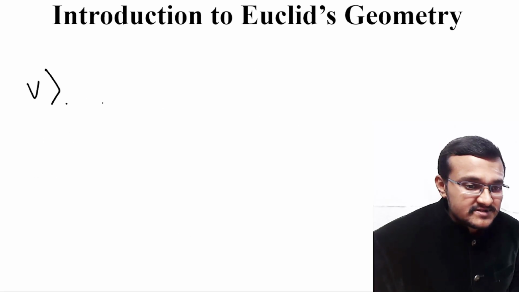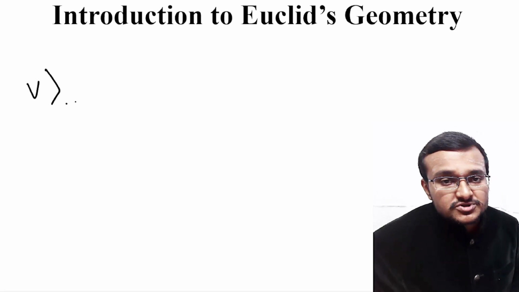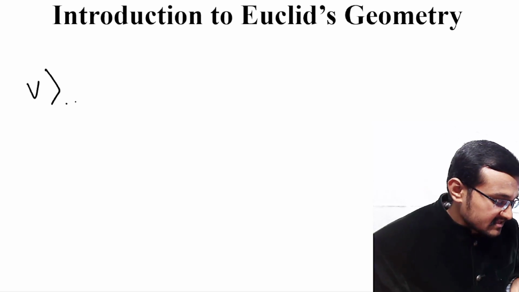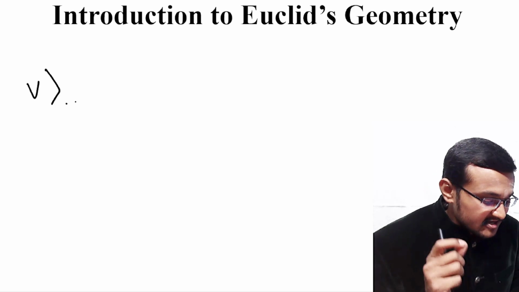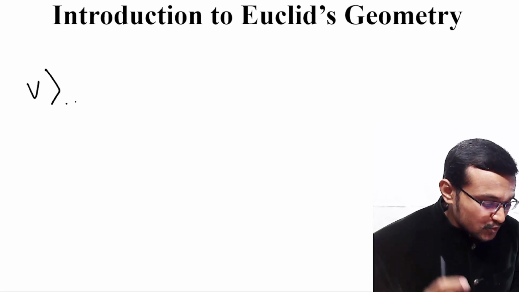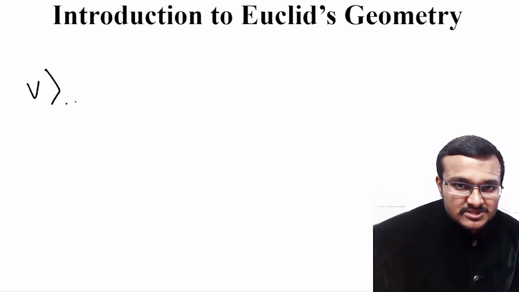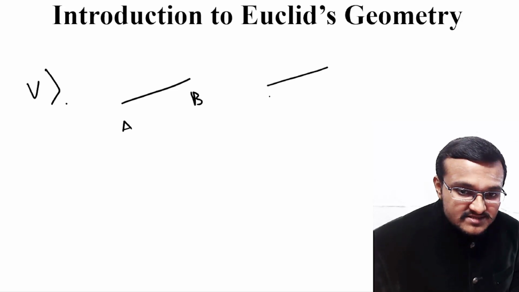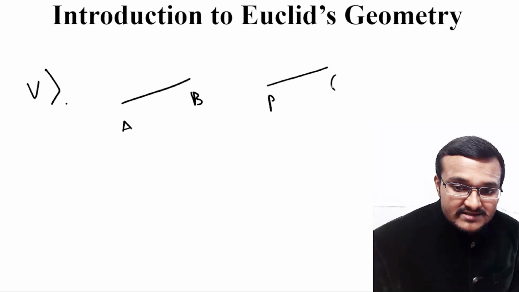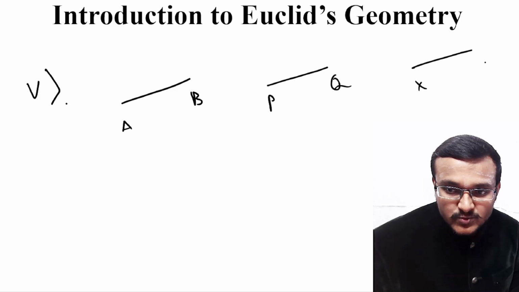Now we will look into the fifth statement. In the fifth question, they have given a figure, figure 5.9. In figure 5.9, AB is equal to PQ, PQ is equal to XY, then AB is equal to XY. Here 3 lines are there: one is AB, the other line is PQ, and the third line is XY.